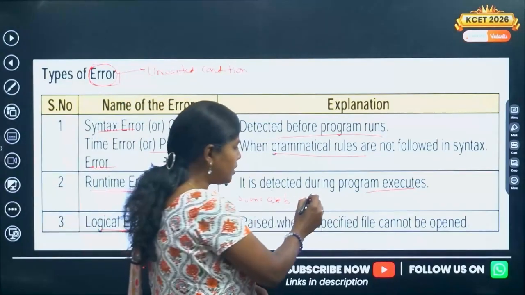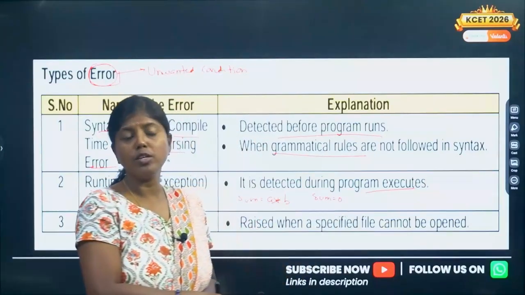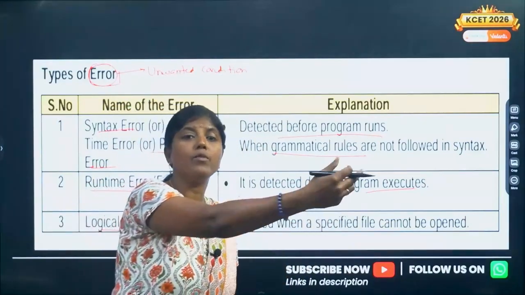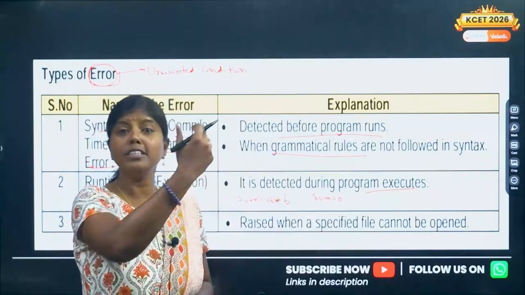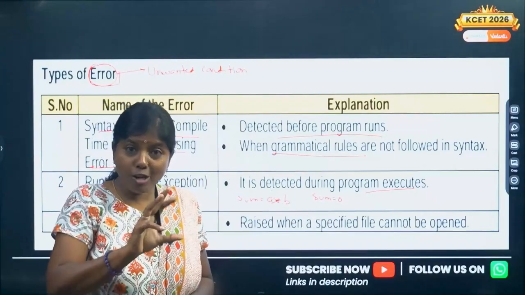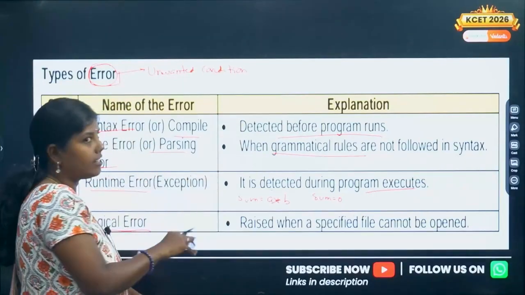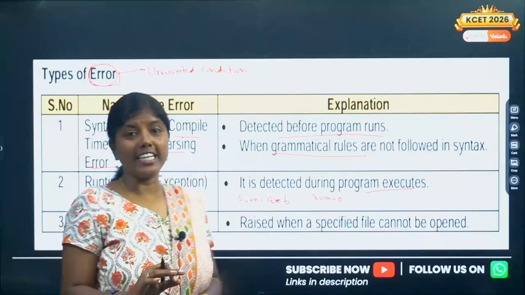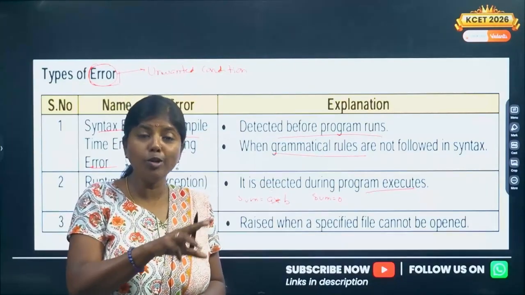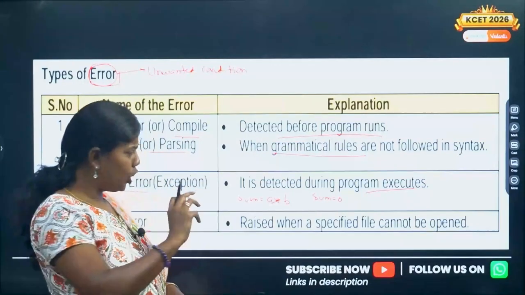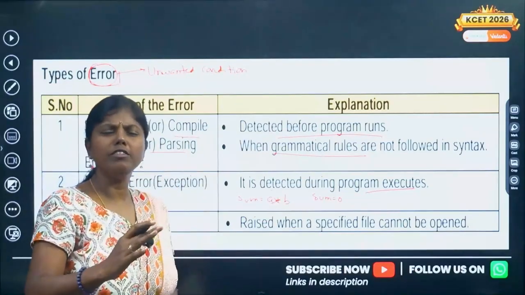Or I have to assume that sum should be equal to 0, but instead of assuming sum equals 0, I have made a different assumption, sum equals minus 1, or sum equals 1. Some other assumption I have made. Faulty logic like this leads to a logical error, and it is very hard to detect. You should be very thorough with the logic part, only then will you be able to rectify logical errors. These are the main types of errors that we have learned so far.